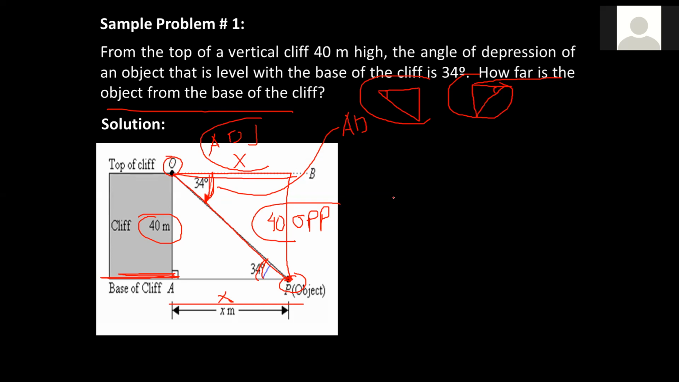SOH means opposite over hypotenuse, that is sine. CAH, that is cosine, is equal to adjacent over hypotenuse. TOA means tangent is equal to opposite over adjacent. Tangent of any angle is opposite over adjacent. Saan ba parehong meron? Ang adjacent at ang opposite. Anong function makikita mo pareho ang adjacent at opposite?